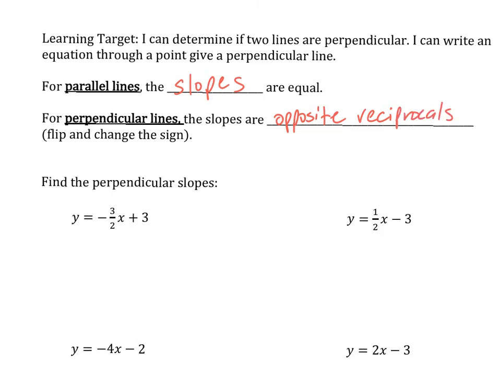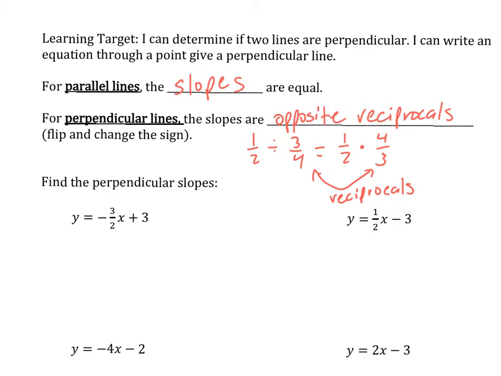We've talked about reciprocals before when we are dividing fractions. We flip the fraction, so instead of dividing the fractions, we multiply by the reciprocal. If I had 1/2 divided by 3/4, that would be the same as 1/2 times 4/3, and 4/3 and 3/4 are reciprocals. Now to make it the opposite, that's when we change the sign. If it's negative, we'll make it positive, and if it's positive, we'll make it negative.